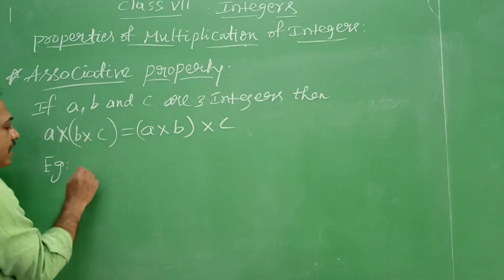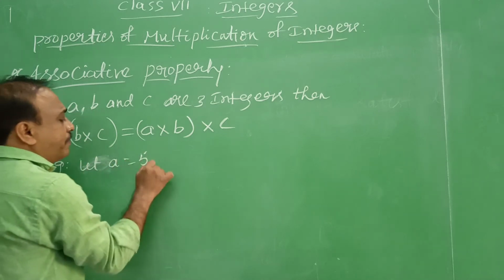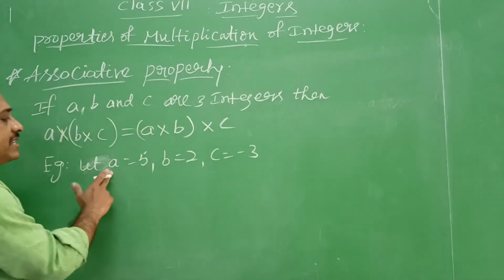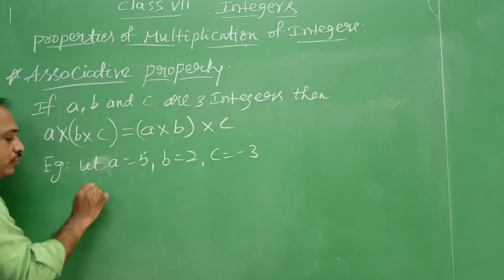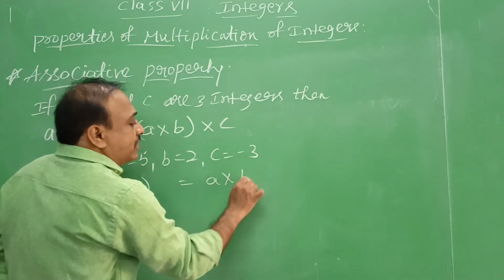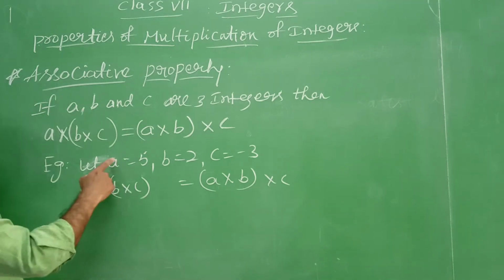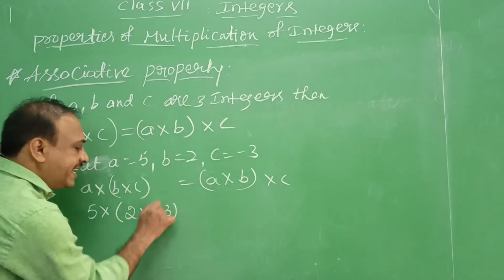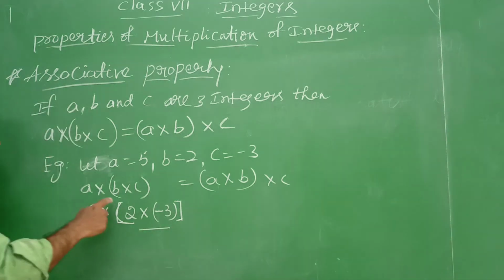So for example, let A equal 5, B equal 2, C equal minus 3. We are assuming A equals 5, B equals 2, C equals minus 3. Then the first side, (A into B) into C, should be equal to A into (B into C). Check it. A value we have considered as 5, B value 2, C value minus 3. Observe it, first find the product of these two.